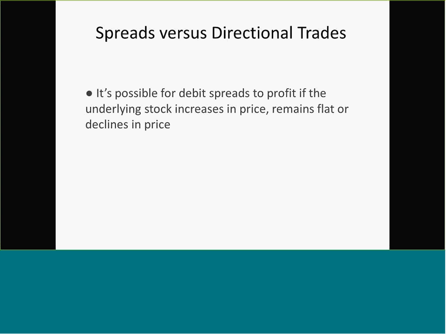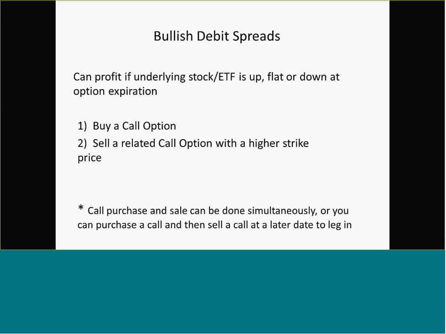Okay, and again, it's possible for debit spreads to profit if the underlying stock increases in price, remains flat, or even declines in price at option expiration. So let's take a look at the debit spreads first, and then we'll take a look at the market neutral spreads. And the debit spread is created by buying a call option and then selling to open a related call option with a higher strike price.